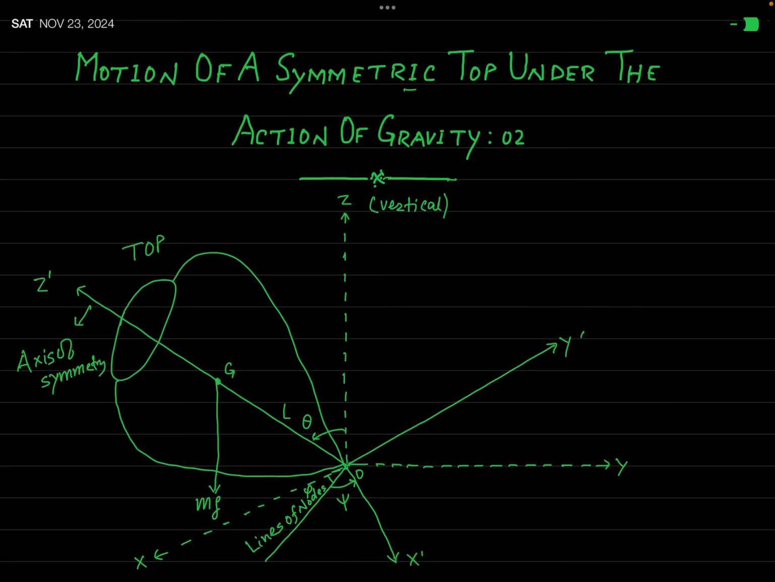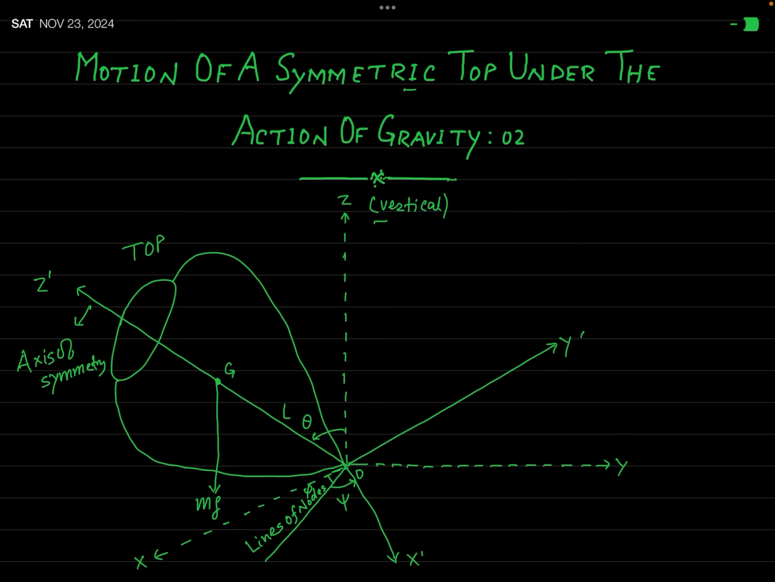You can see I have shown this figure, which you have also seen in my first lecture on this motion of symmetric top under the action of gravity. Here a symmetric top has been shown, which rotates about the symmetry axis, which is this OZ dashed axis. And at any moment of time t, this symmetry axis is inclined to this fixed vertical axis, that is the OZ axis, by the angle theta.